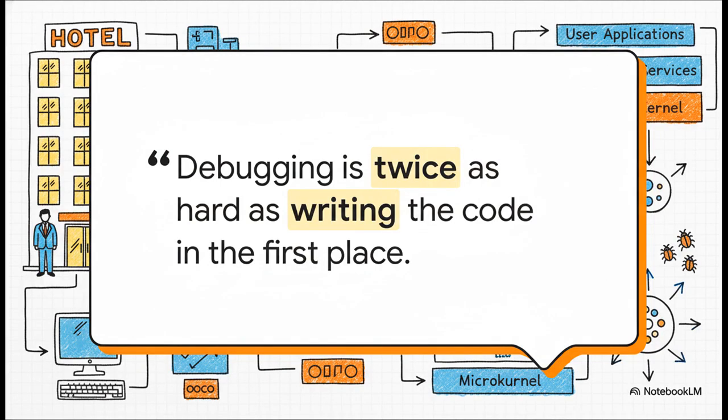Building these systems is just mind-bogglingly complex. As the computer science legend Brian Kernighan once said, debugging is twice as hard as writing the code in the first place. That's why these structures matter so much. The simplicity of a layered or microkernel approach isn't just about being elegant. It's about building something that we humans can actually understand and fix when things inevitably go wrong.